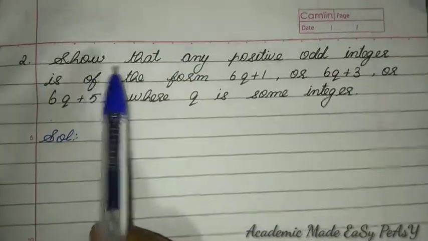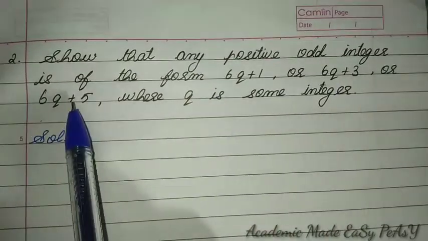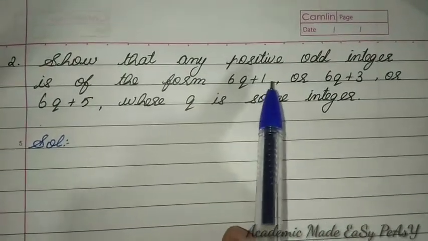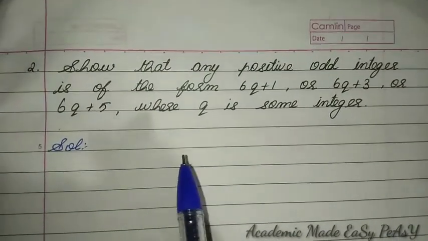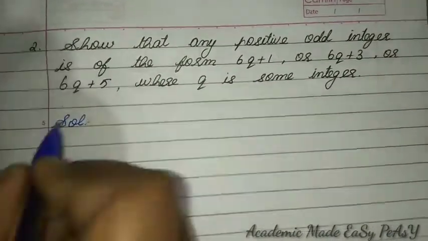Question 2. Show that any positive odd integer is of the form 6q plus 1 or 6q plus 3 or 6q plus 5, where q is some integer.